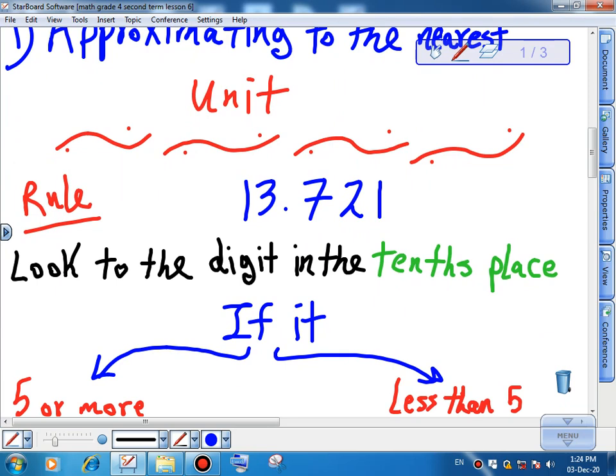So approximating to the nearest unit, if I have a number like 13.721, I need to approximate this number to the nearest unit. I only need the whole part, so cancel the decimal part. Weak doesn't do anything. Strong, add 1 to the whole part and cancel the decimal part.